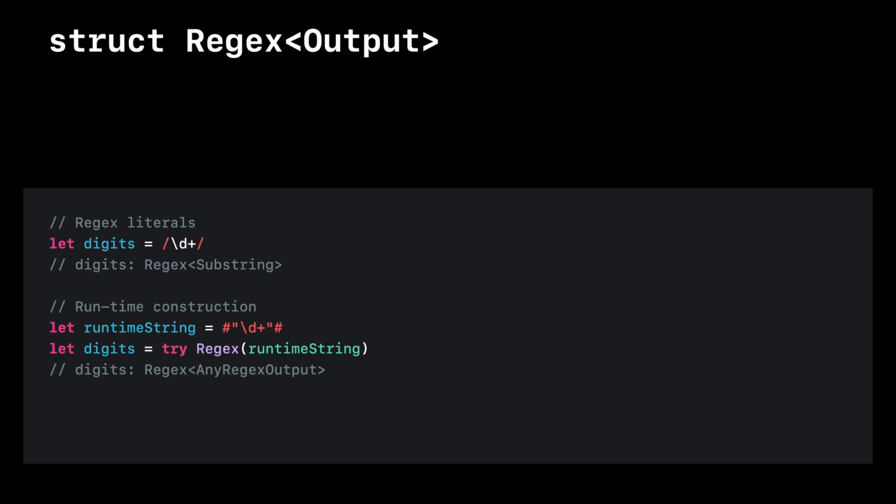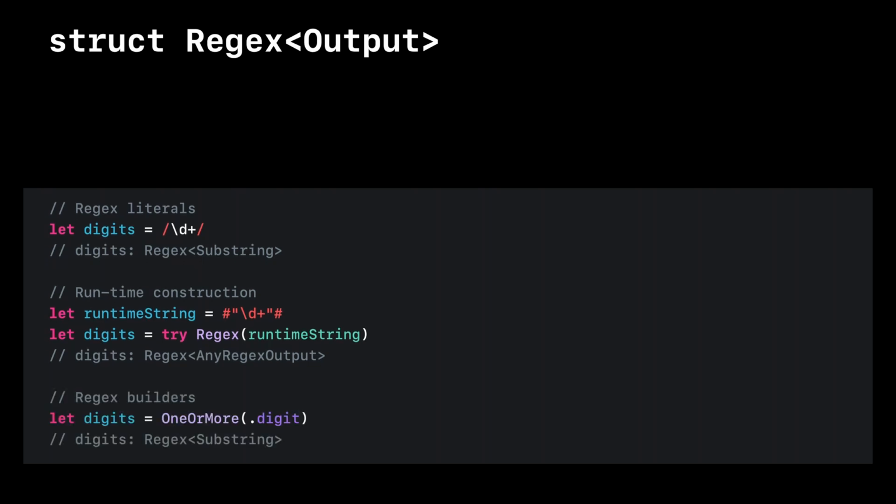A regex can be created at runtime from a string containing the same regex syntax. This is useful for search fields in editors or command line tools. This will throw an error at runtime if the input contains invalid syntax. The output type is an existential, any regex output, because the types and number of captures won't be known until runtime. And the same regex can be written using a declarative and well-structured, albeit more verbose, regex builder.